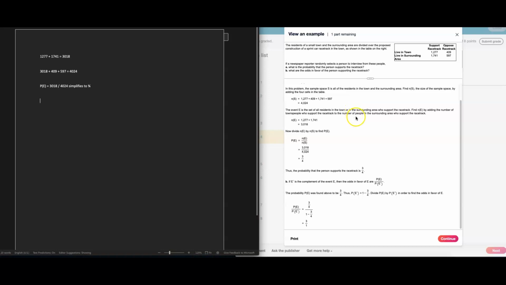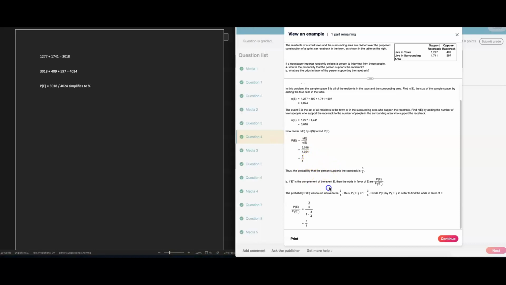Okay, we're going to look at the second one. Hopefully I can, again, kind of walk you through. All right, so part one is to find the probability that the person supports the racetrack. Let me know if you have a hard time with that part, because I can try to walk you through that part. Okay, so once you find the probability of this, the next part is what are the odds in favor of the person supporting the racetrack.